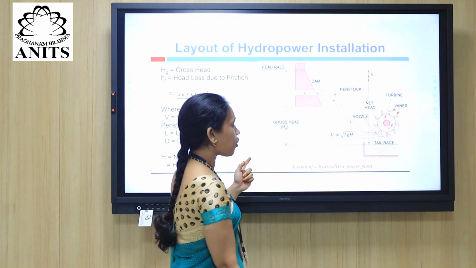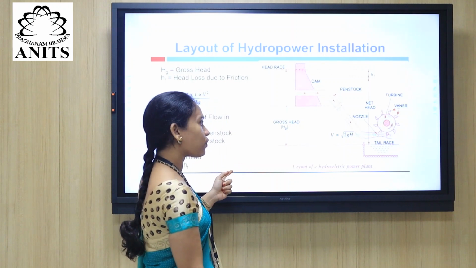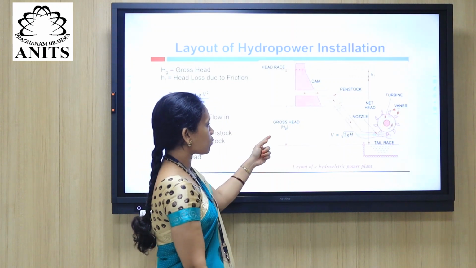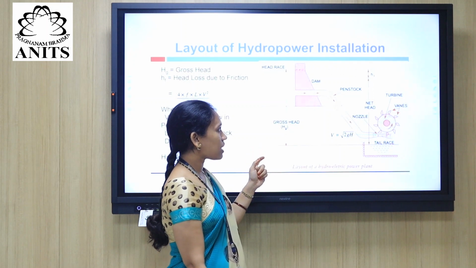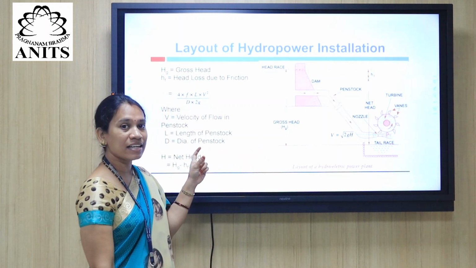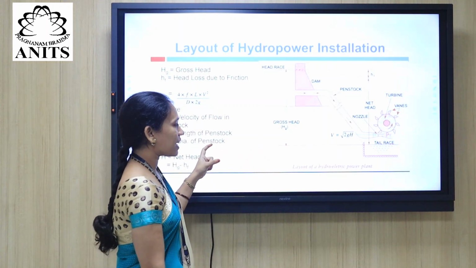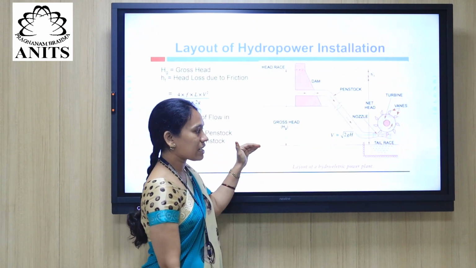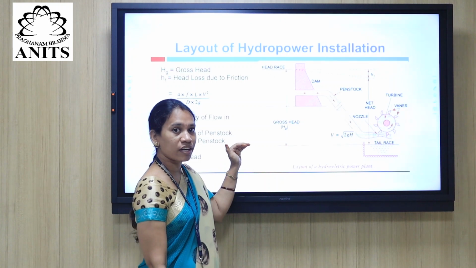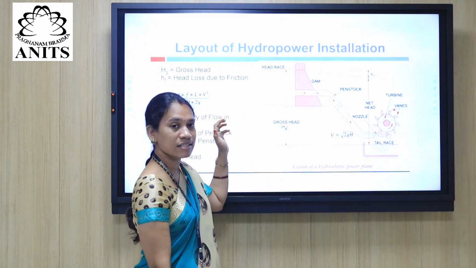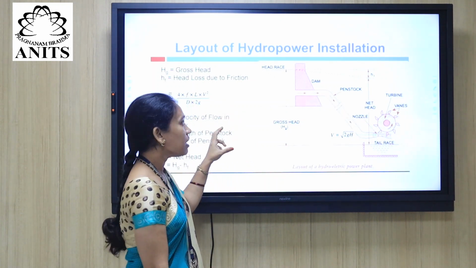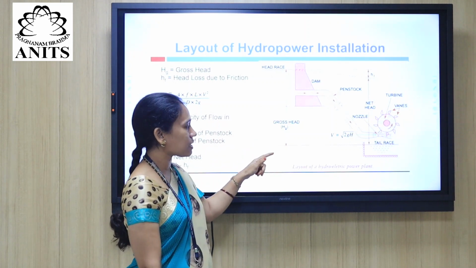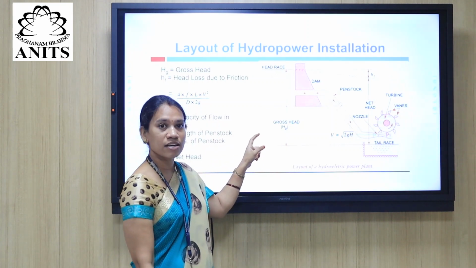There are a few important terms in the layout of a hydroelectric power plant. The first one is the gross head. Gross head is the total head available at the dam structure. It is taken as the difference between head race level and tail race level. Tail race level is the ultimate water venting out point and head race level is the highest point in the dam. The difference between head race level and tail race level is considered as the gross head.